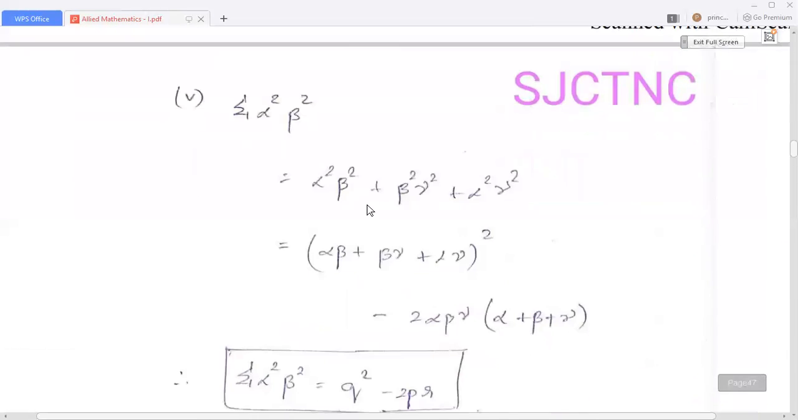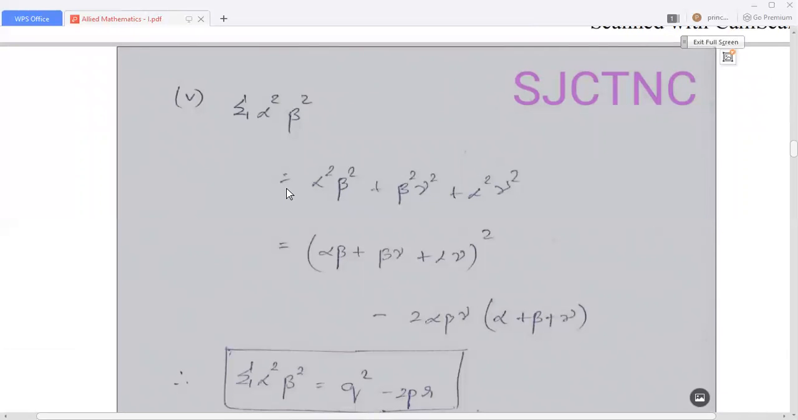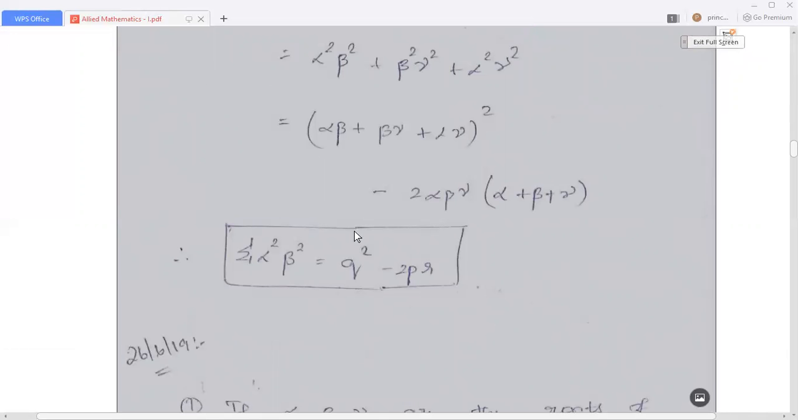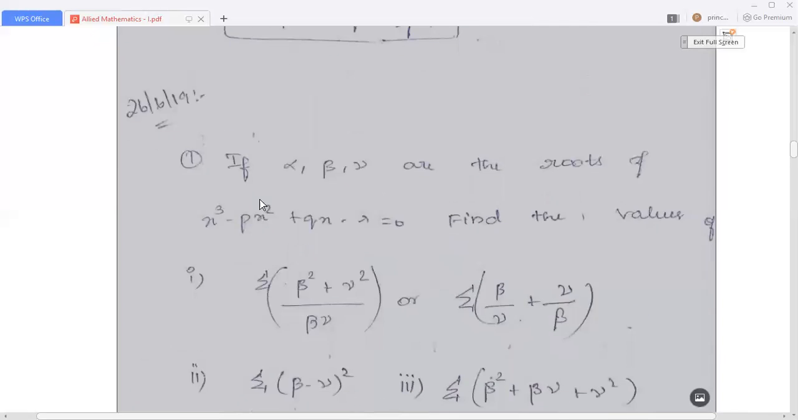Next, we calculate the fifth part. Sigma alpha square beta square is equal to the formula alpha square into beta square plus beta square into gamma square plus alpha square into gamma square. So for this, we write this formula. This is a convenient form where we can substitute the available values. Therefore, sigma alpha square into beta square equal to q square minus 2pr. This completes the problem. Right.